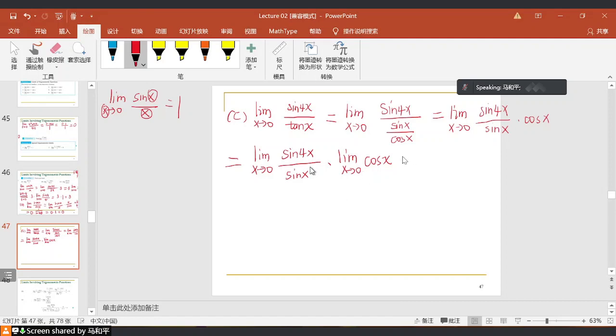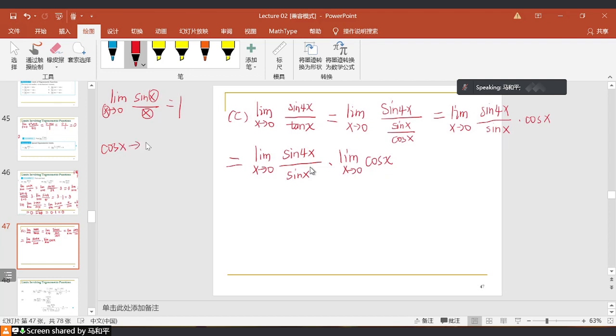You know, when x approaches 0, cos x approaches cos 0, and cos 0 is 1, right? So the result is the limit as x approaches 0 of sin 4x over sin x, right? And now, if we want to use this important limit, this is sin x, this should be divided by x. So this is sin 4x.